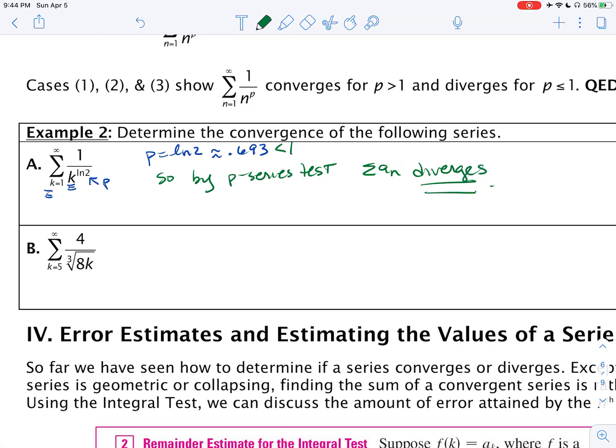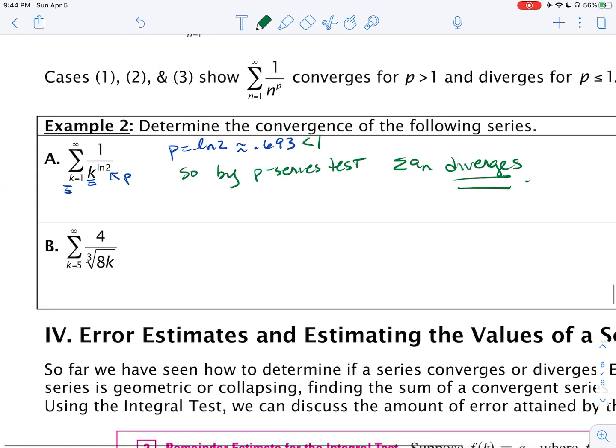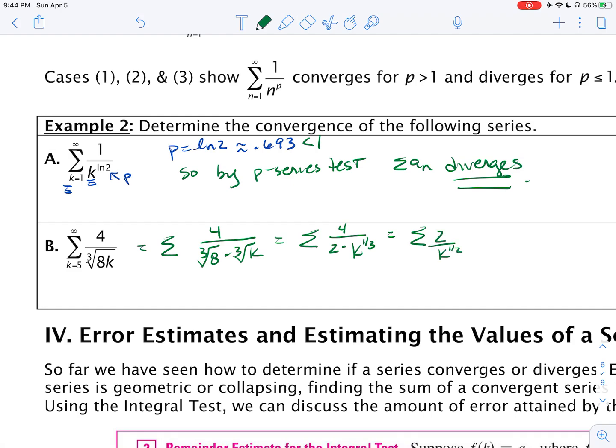And that's the work that you need to show there. Here, we might need to calculate or manipulate this expression a little bit more. So we have 4 over the cube root of 8 times the cube root of k, right? Because we can use that rule of radicals. And the cube root of 8 is 2, and the cube root of k is k to the 1/3. And that's going to equal 2 over k to the 1/3.